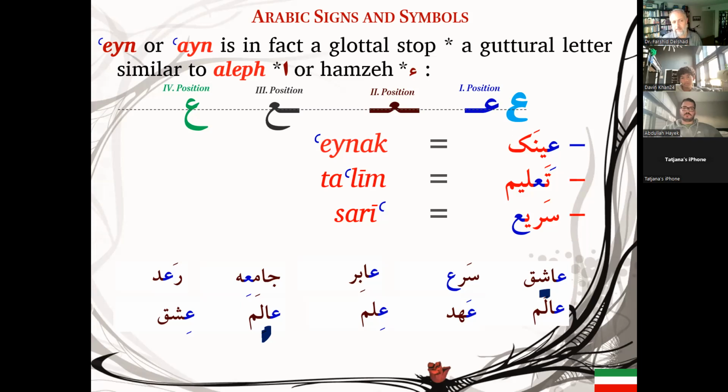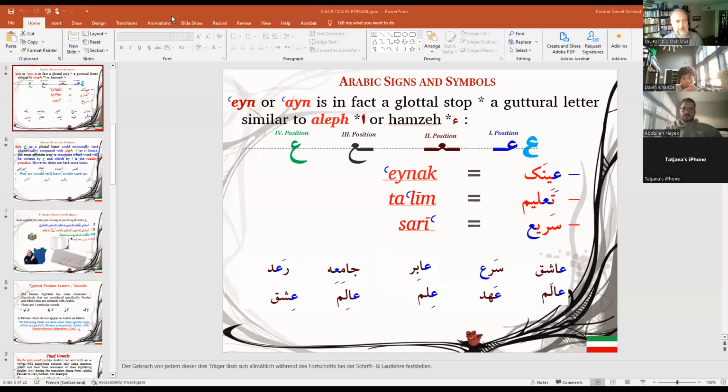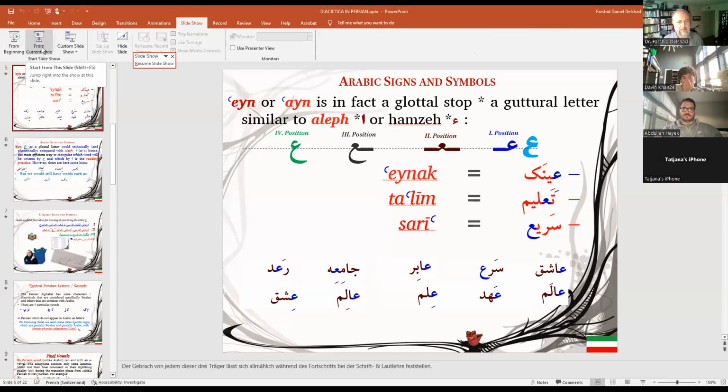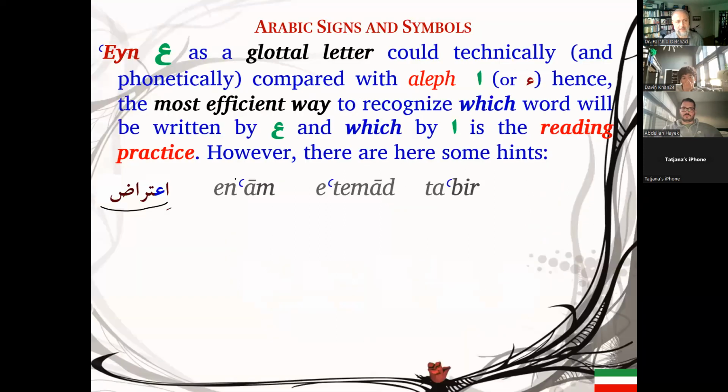Abdullah. Which word? This word. I can't see that. Let me just stop sharing and share again. Okay. Do you see that now? Mm-hmm. Perfect. Can you read that?